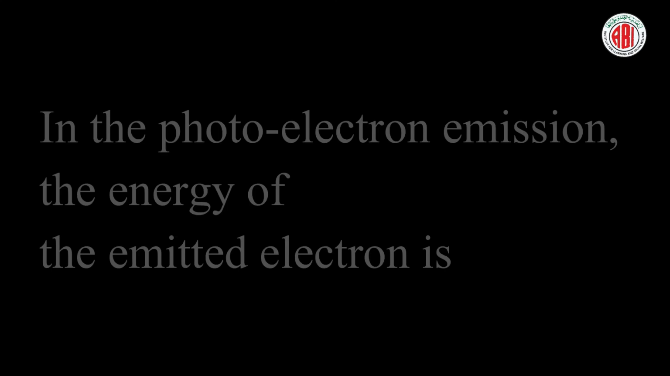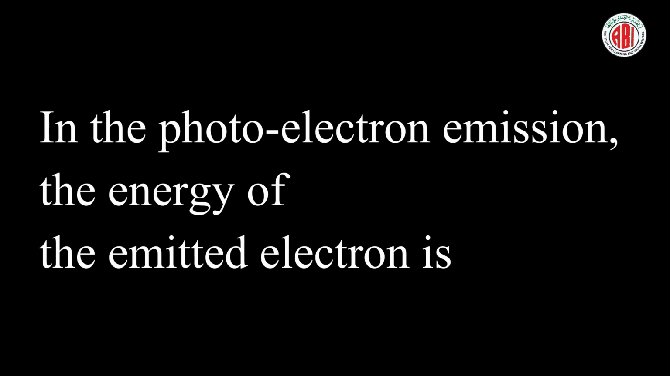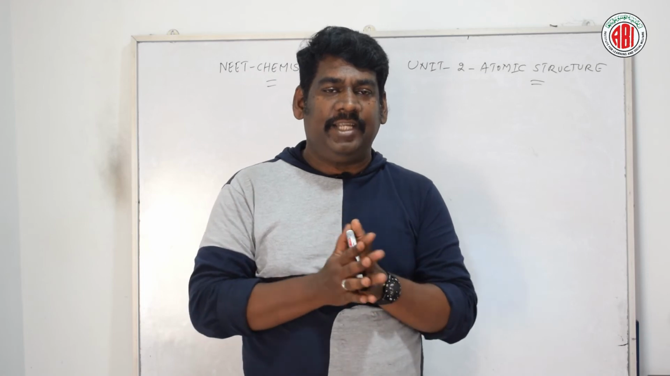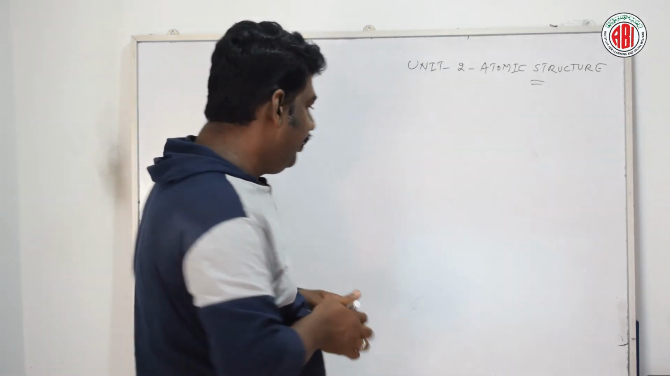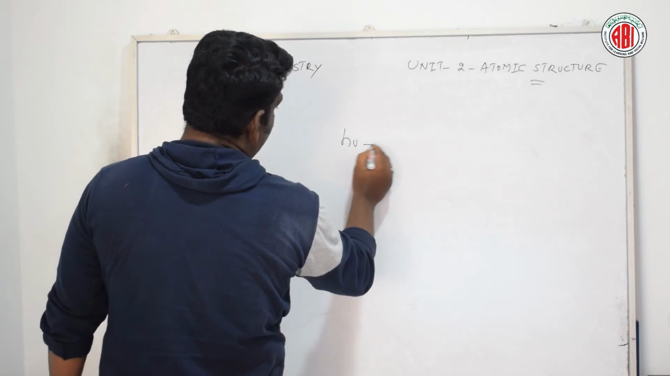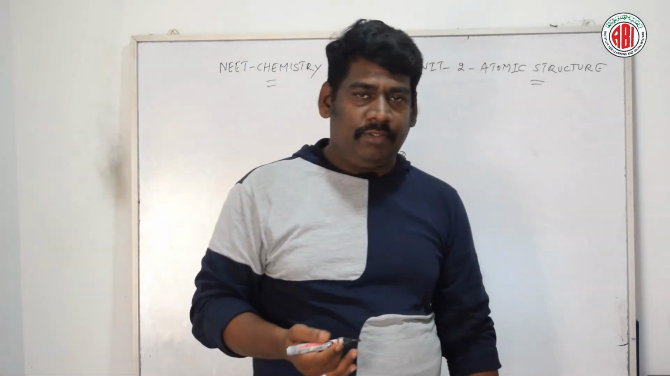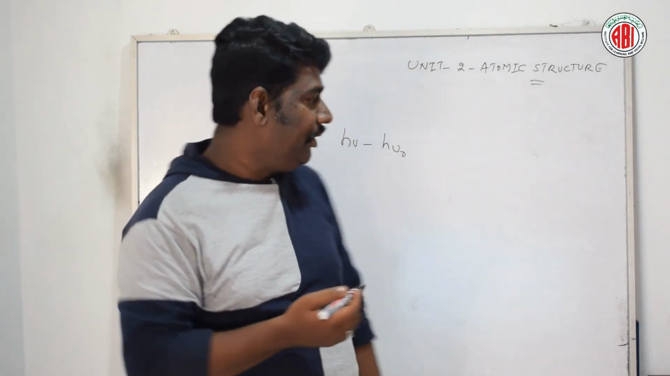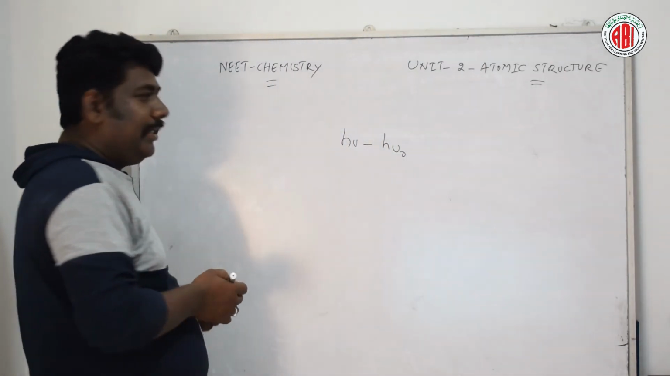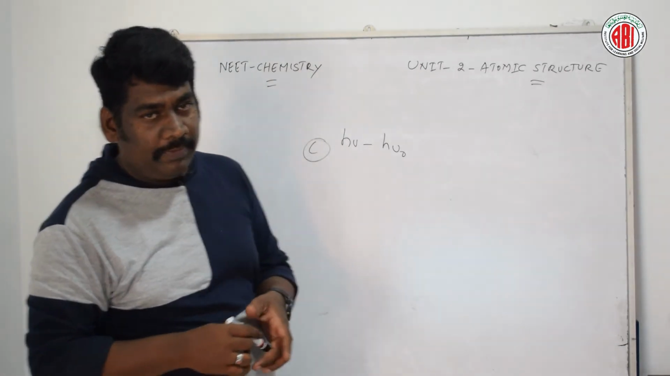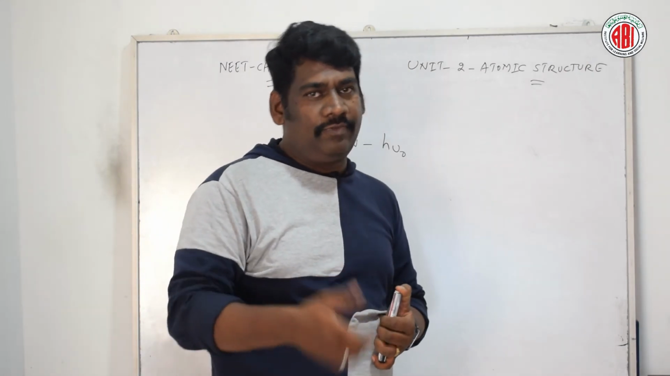In the photoelectron emission, the energy of the emitted electron is... Here 4 different options are given. Let us see the right answer. According to this question, the kinetic energy of the emitted electron is h nu minus h nu naught, so it is smaller than h nu. So option C is the right answer. By this way we can solve this problem. Now let us go for the next question.